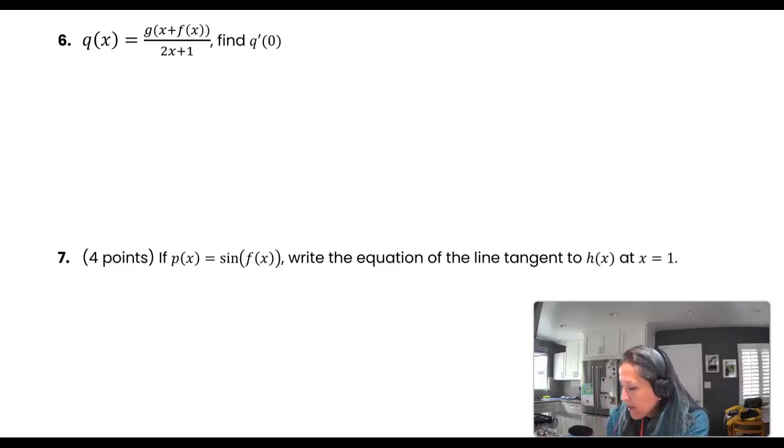We did number 6 in class, but I'll go ahead and work through it quickly here for us. Q of x is a quotient, and so we are working with the quotient rule. So if we were to find our Q prime of x, working through this question as we did the previous ones, we have low, d high.